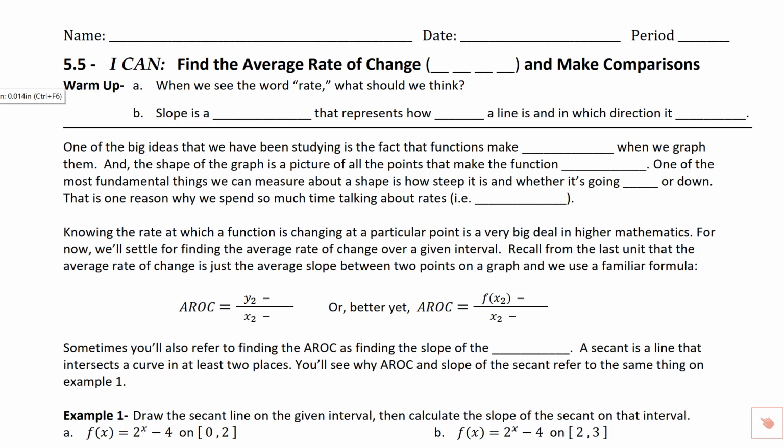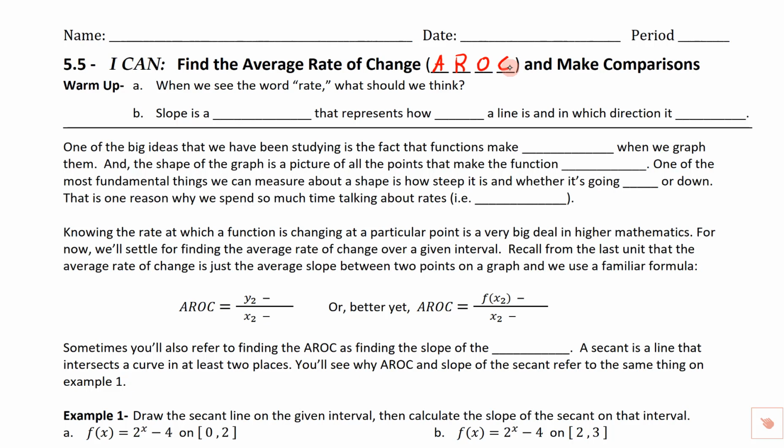All right, this is the last section in Unit 5. This is 5.5. I can find the average rate of change, which we're going to abbreviate because it takes a while to write that, AROC. So if you see AROC, A-R-O-C, we're going to think average rate of change. And we're also going to talk about making comparisons using those rates when we're dealing with functions.